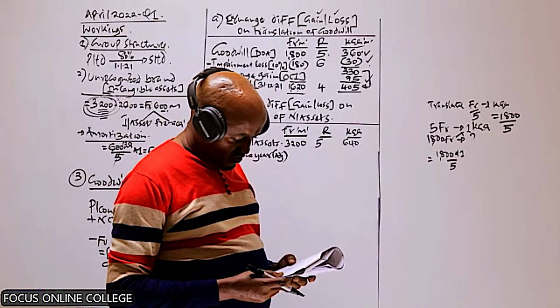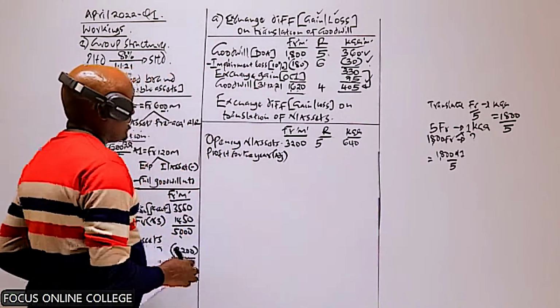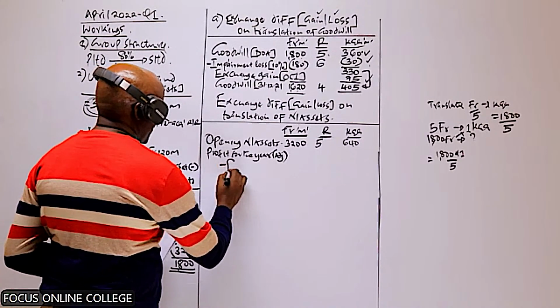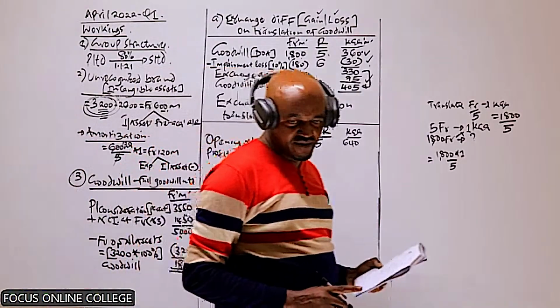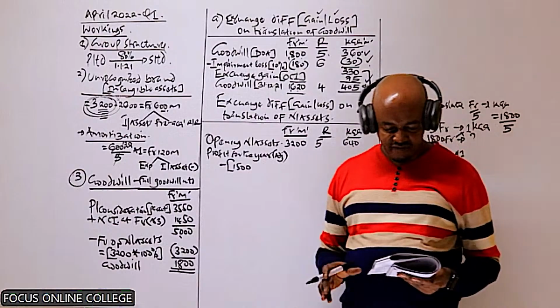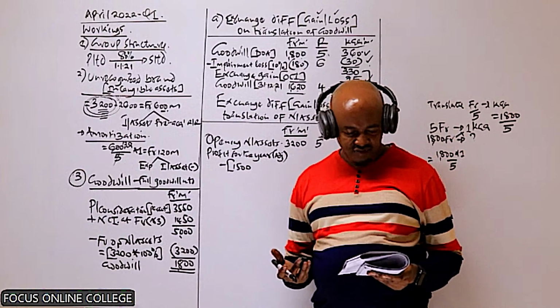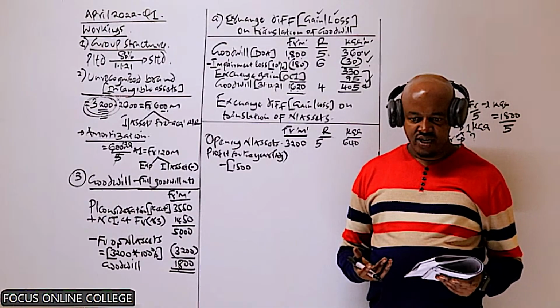From the income statement of S, how much was its profit for the year? Its profit for the year is 1,500. I hope you can see that. From the income statement of S, its profit for the year is 1,500? Yes.